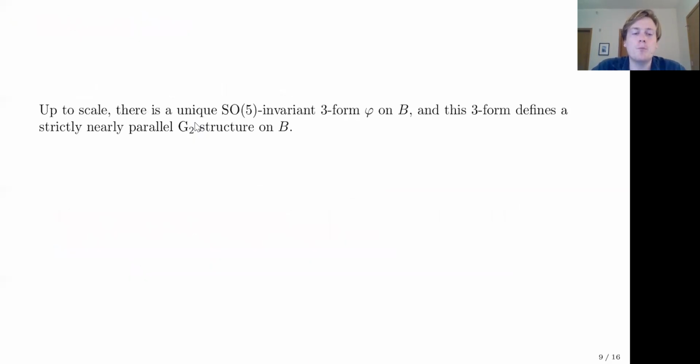So we're interested in B because it carries a nearly parallel G2 structure. It turns out you can do some representation theory to say what the SO3 invariant 3-forms on the vector space H3 that we talked about before are. It turns out there's a unique one up to scale, and then if you translate this around B, you get a unique SO5 invariant 3-form phi on B.